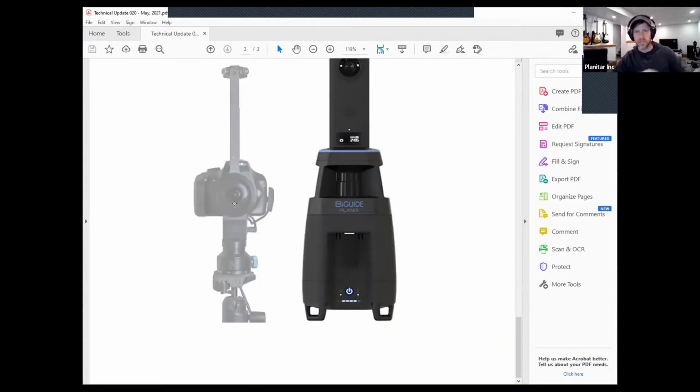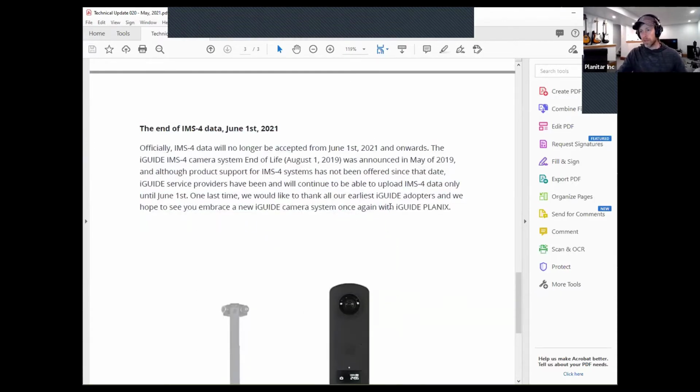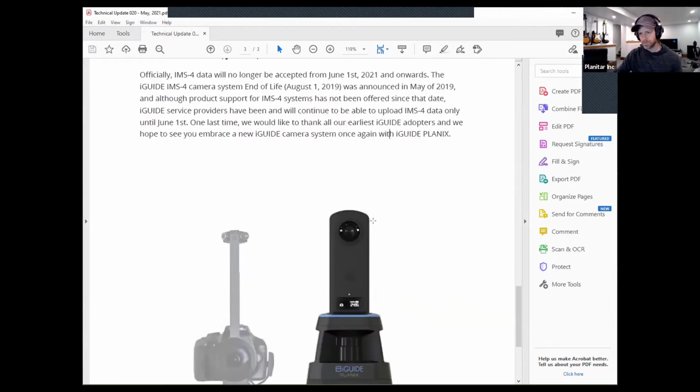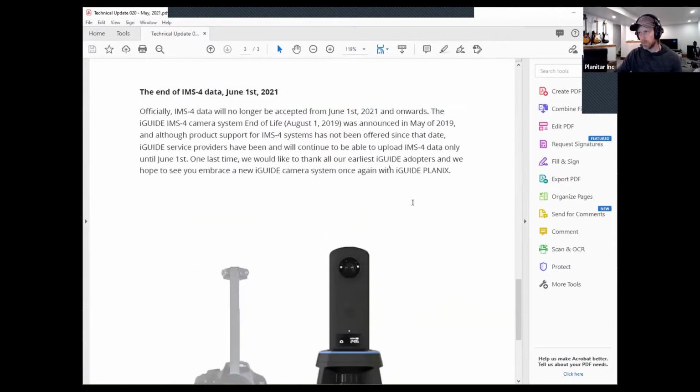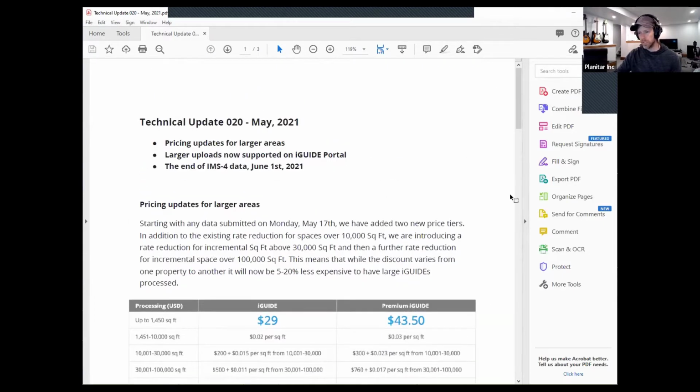The range of that system was like half of the IMS5, and then a fraction of Planix. So we've come a long way. Anyway, long story short, because most of you probably don't care, the IMS4 is reaching its end of life. They won't be accepting any more data from it. That's only important to the few people who are still using that camera. I don't know how many there are, but there's not many at this point. So there you go. If you've never seen a technical update before, that was your first one. How was it? It was exciting.